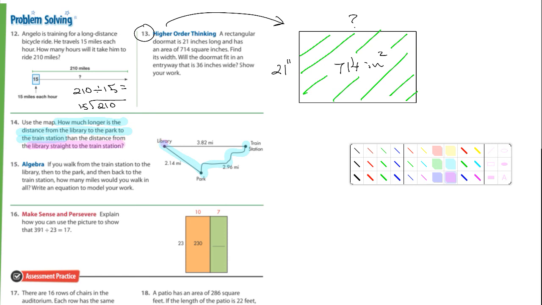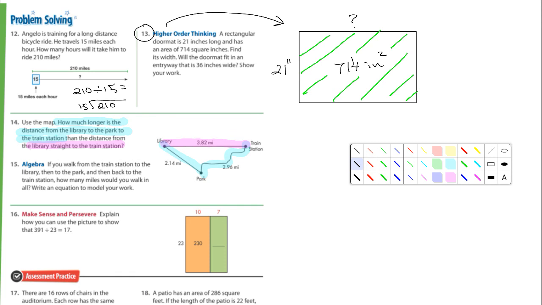Here's the library straight to the train station. And the question is how much longer? So we're talking about the difference. And when we're talking about the difference, what are we talking about? Subtraction. So that's a subtraction problem.